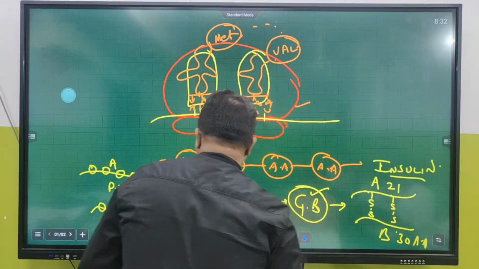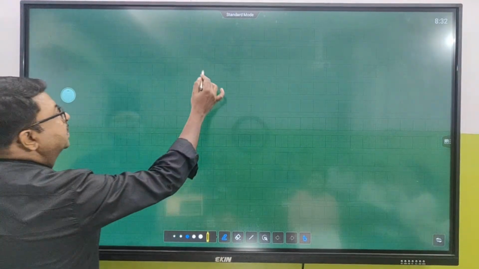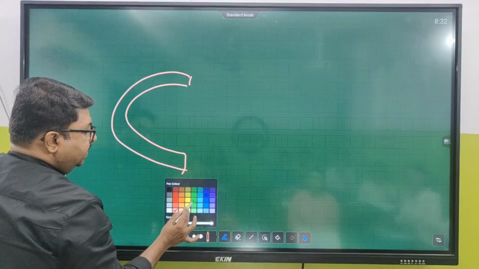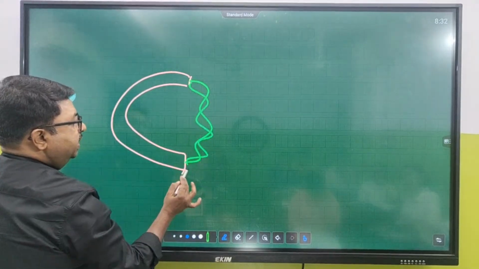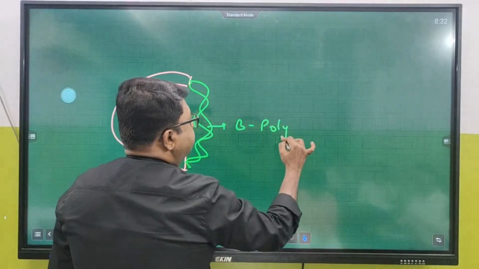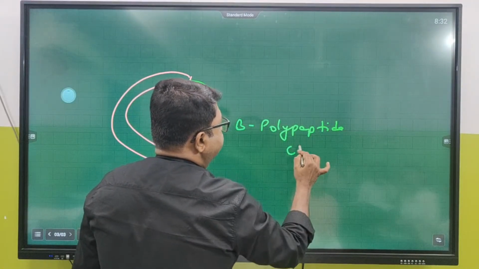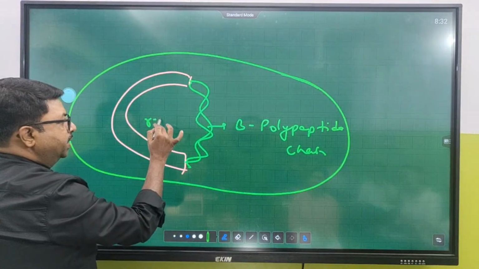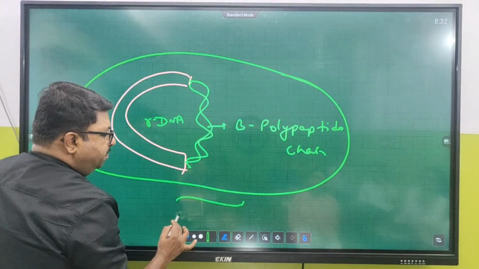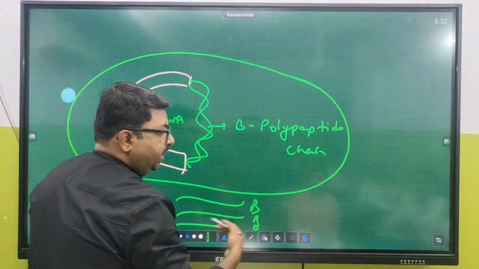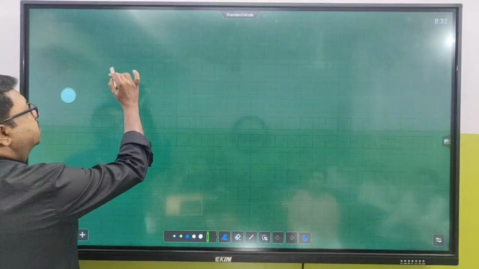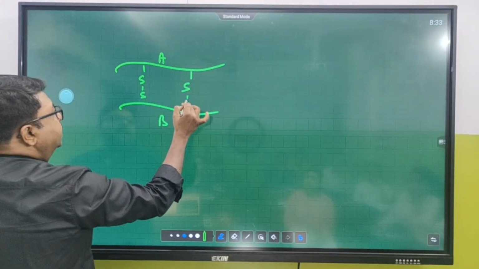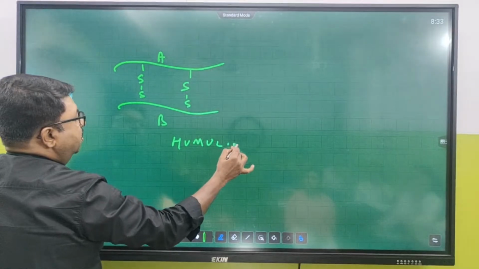We have to take the gene which can only form the B polypeptide chain, put it inside another plasmid, and introduce it inside the E. coli bacteria, and we know the process of how we are going to do it. Fine, so we are going to get billions of copies of only the B polypeptide chain, and then what? In vitro, we are going to make a disulfide bond between A and B and make the human insulin, which is called humulin.